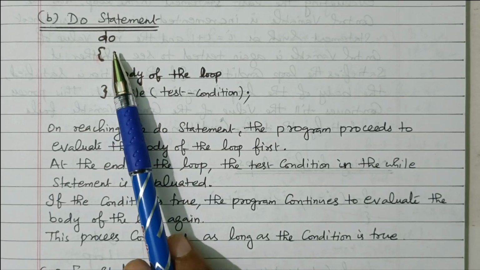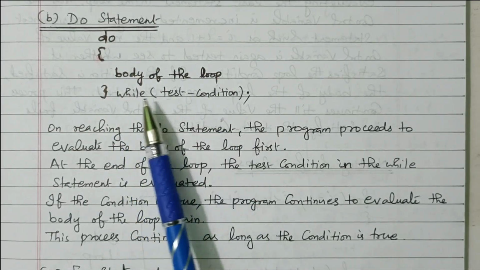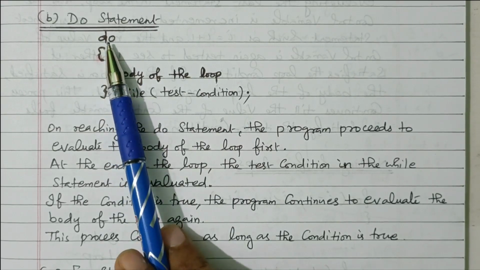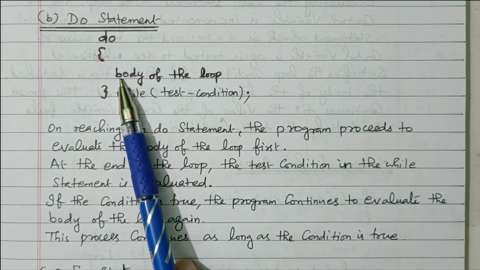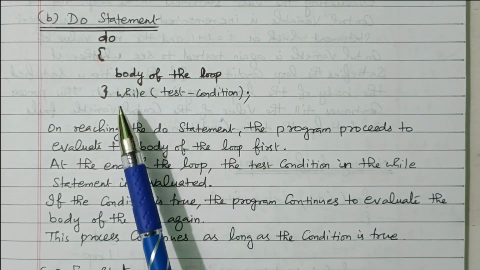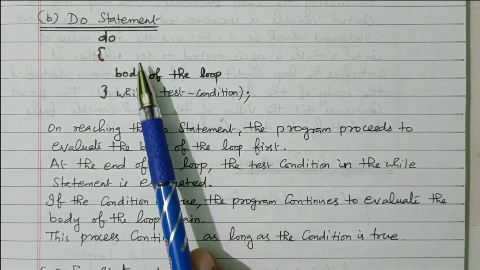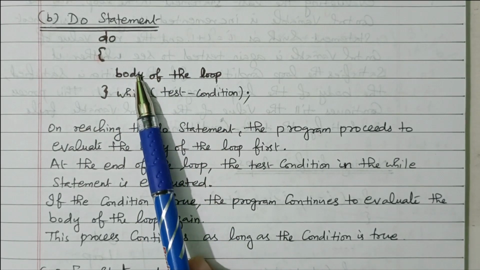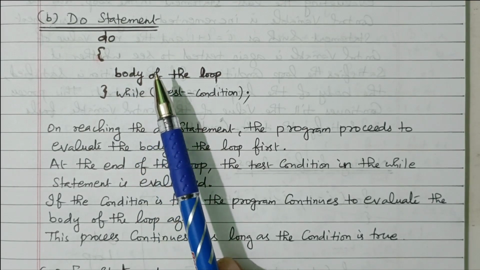What is the syntax? Do, open the brace, body of the loop, then close the brace. So initially we are saying do this process. After executing the body of the loop, we are checking the condition, while test condition, right? So minimum one time it will execute the body of the loop, the set of statements. But in case of while loop, initially it will check the condition. If the condition is true, then only it will execute the statement.